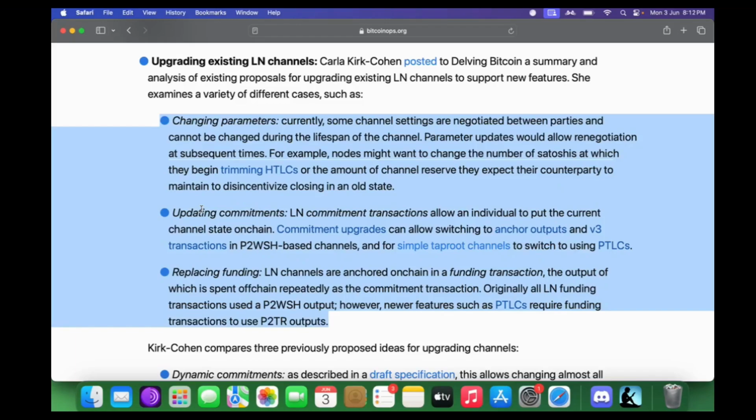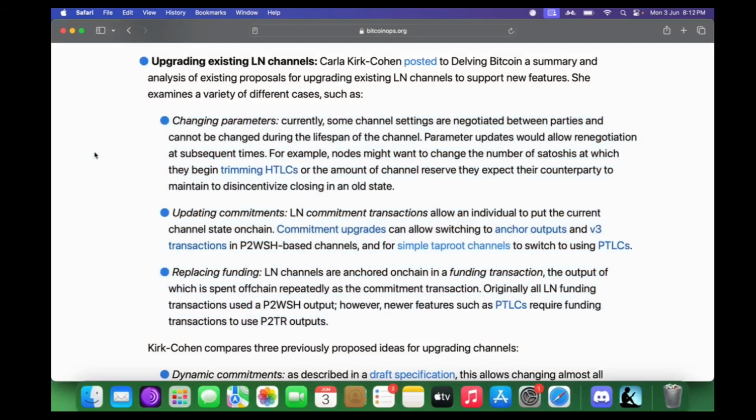Okay, which is not an option up till now. If you want to change those static parameters, you will have to more or less shut down the channel or close the channel and establish a new channel. Okay, so this proposal aims at incorporating a change in those static parameters as well.